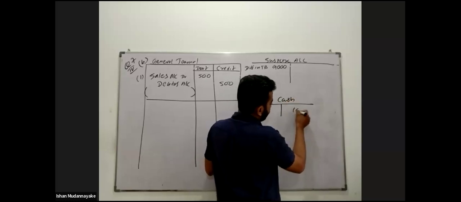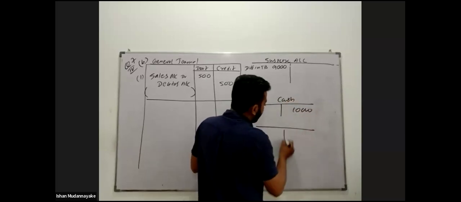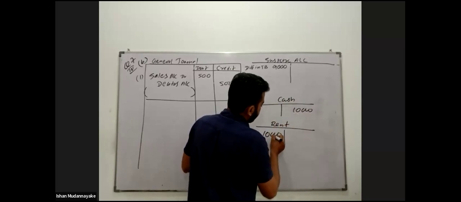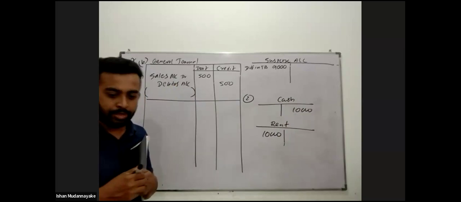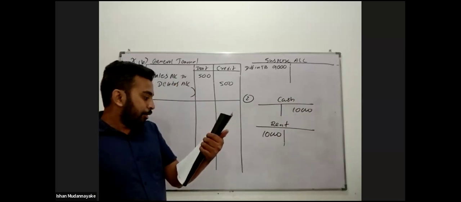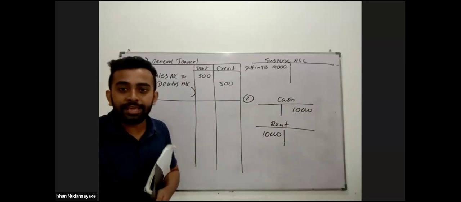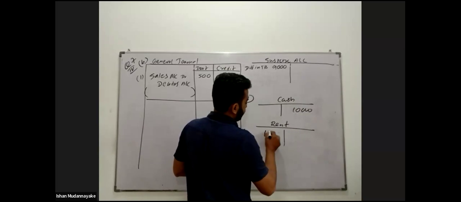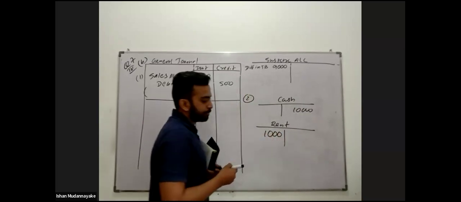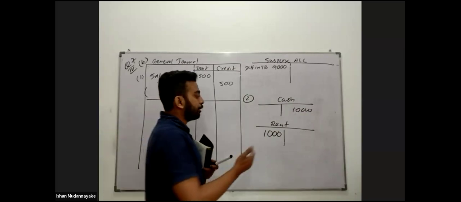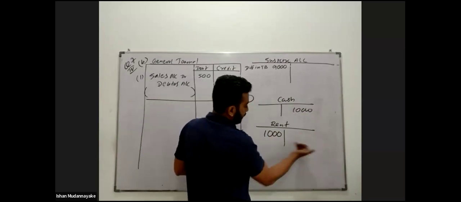Payment of house rent: cash book credit 10,000, rent account debit 10,000. This is a correct double entry. But what have they done? In the rent account, they have recorded that 10,000 as 1,000. Then both sides are not equal. Credit side 10,000, debit side 1,000.